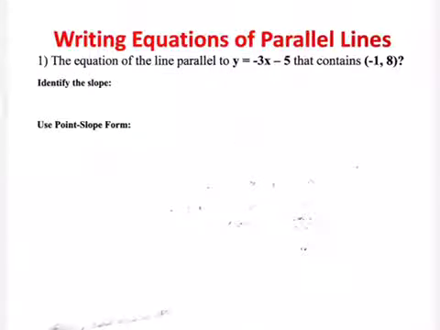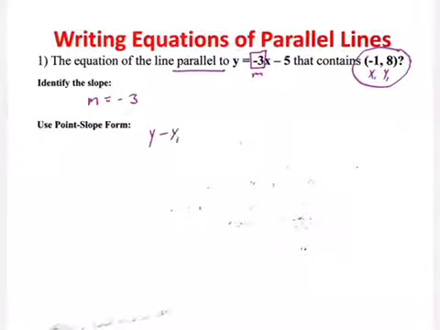Here we want to write the equation of a line parallel to y equals -3x minus 5 that contains the point -1, 8. So what we're going to do is steal the slope from the line they provided. So our slope in this case is -3. And now we're going to use our new point, -1, 8, and point slope form with our slope here to create the equation of a line.